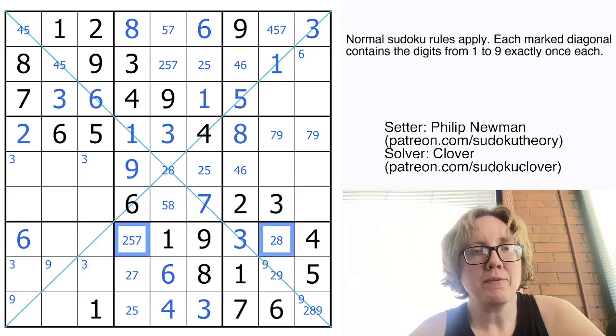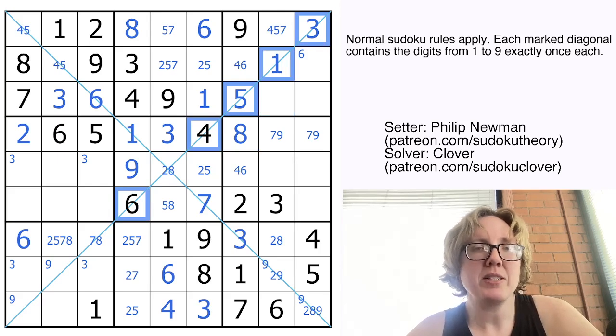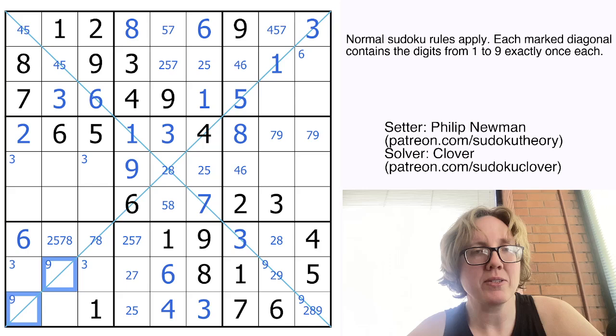Here we need 2, 5, 7, and 8 to finish the row. That's not going to be a 2 or a 5. Really, this diagonal is getting very close to being finished. I should revisit that. So I have 1, 3, 4, 5, 6. So I still need 2, 7, 8, 9. So I'll pencil those in.